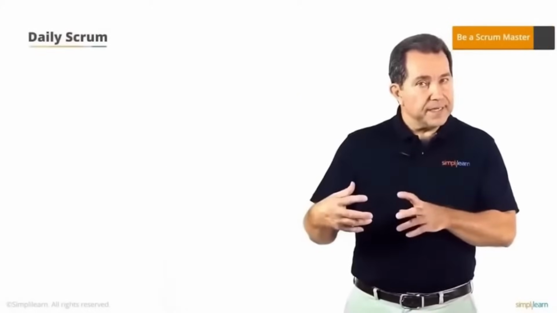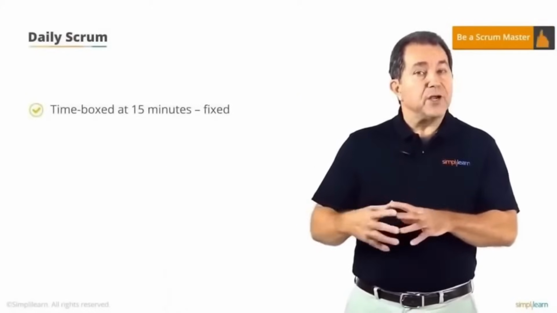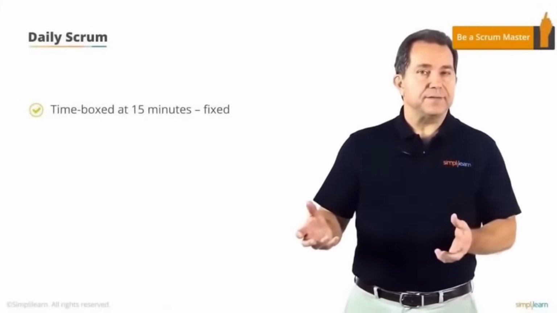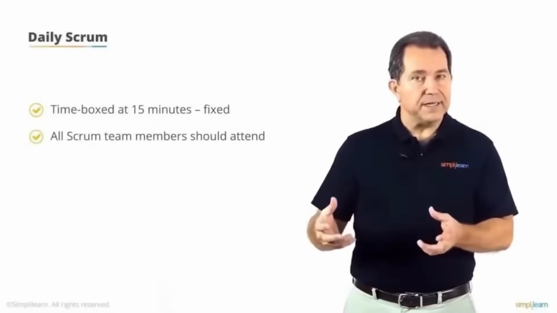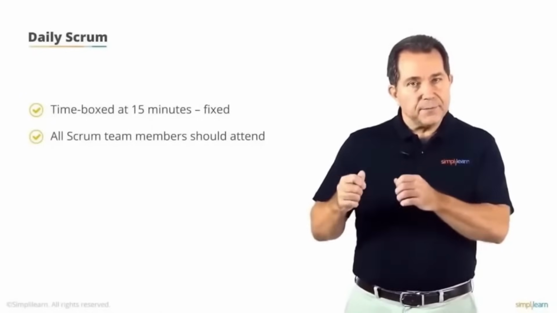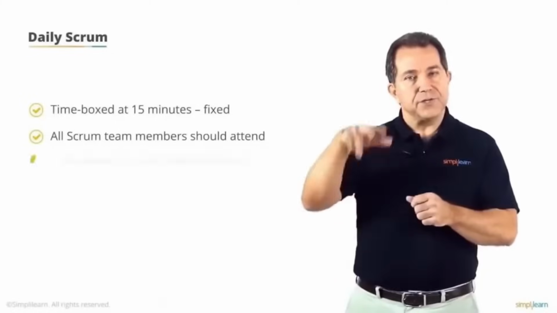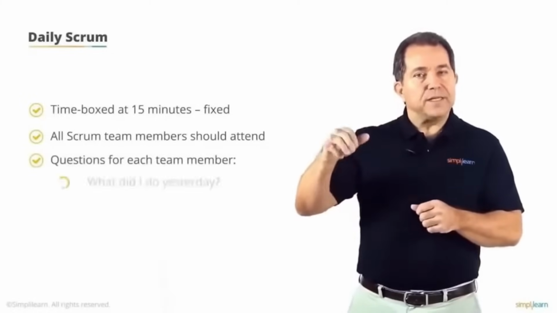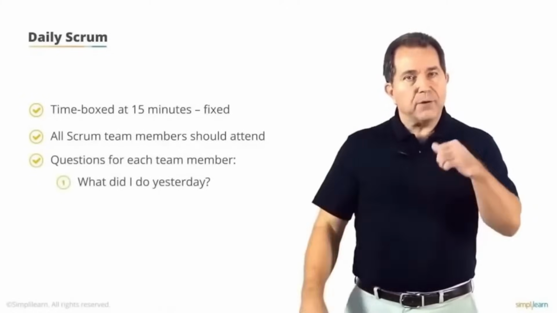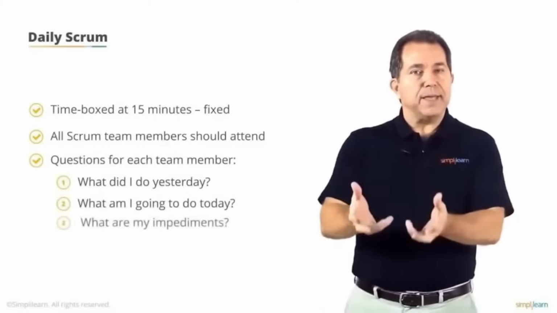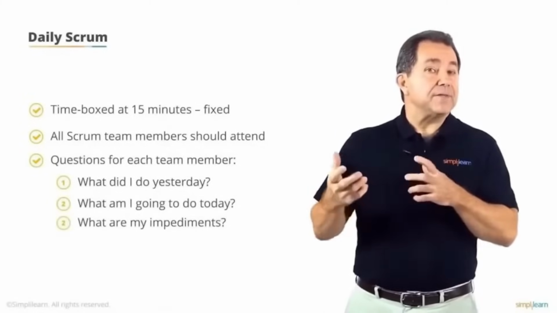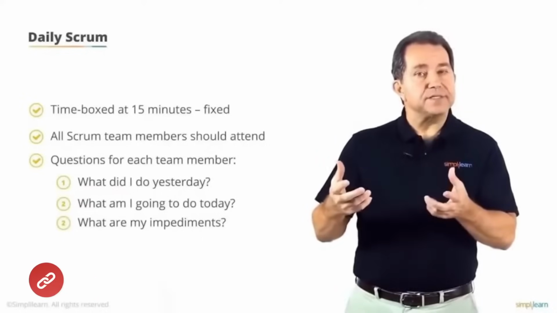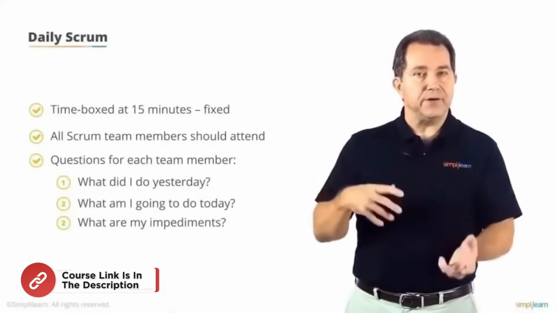Then there's the daily Scrum. The time box for the daily Scrum is 15 minutes, regardless of the duration of the sprint length. The entire Scrum team, including all roles, should attend the daily Scrum. Each development team member individually answers 3 questions. What did I do yesterday? What am I going to do today? And what are my impediments? This is how the team members coordinate their work, and the Scrum Master learns of the impediments he or she should be taking care of.